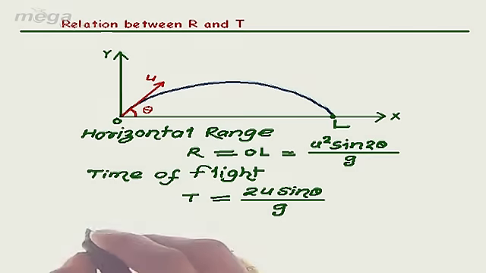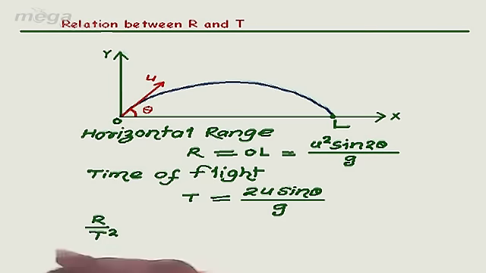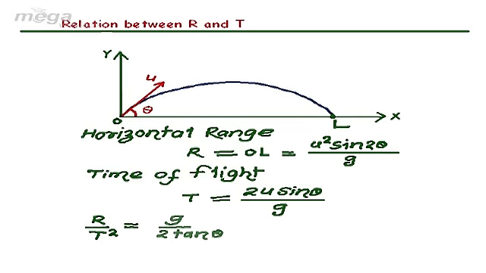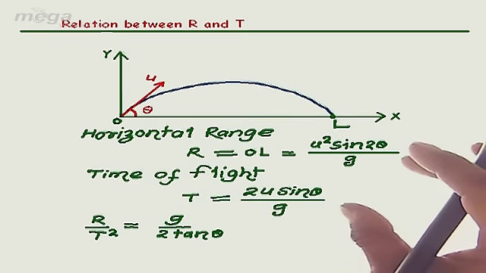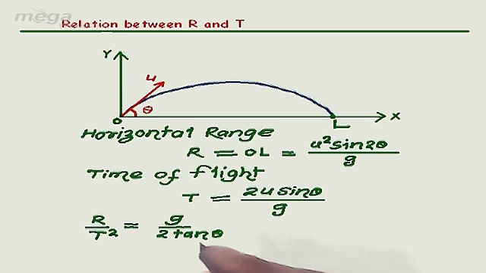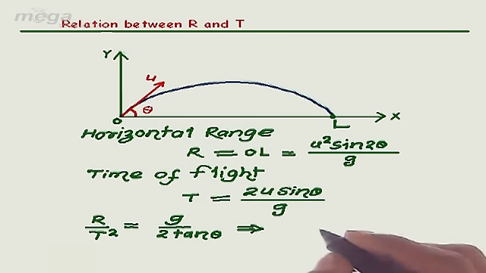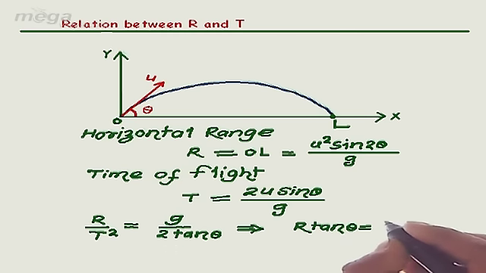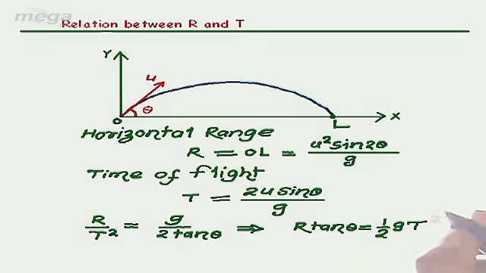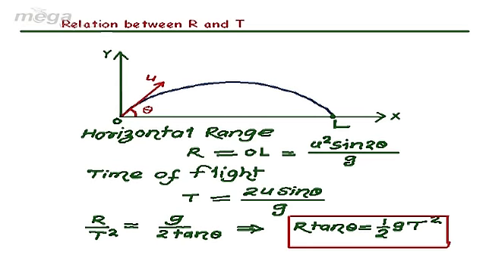Here if we find R upon T square, then this becomes g upon 2 sine theta. By using these two values into this function, it can be modified as R tan theta equal to half g T square. So the final result for the relation between R and T, we can write R tan theta equal to half g T square, where tan theta is the tangent of the angle of projection theta.